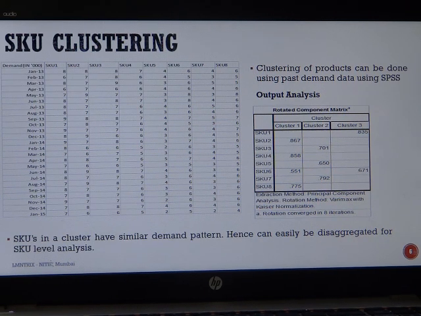As you can see in the output analysis, in cluster 2 we have SKU 3, SKU 5 and SKU 7. We can see that they have a similar demand pattern, hence they can be easily disaggregated at SKU level analysis.